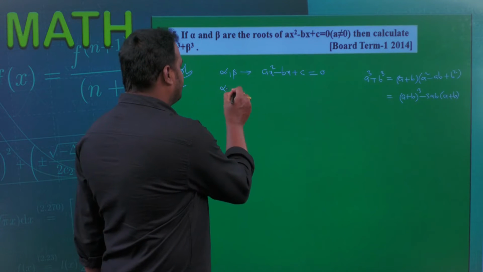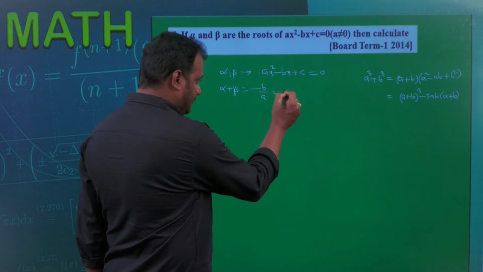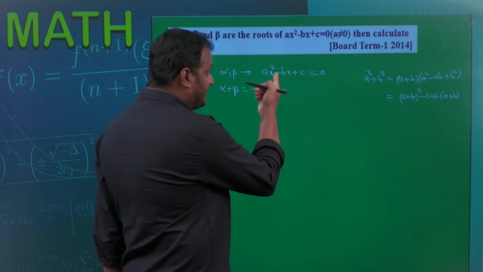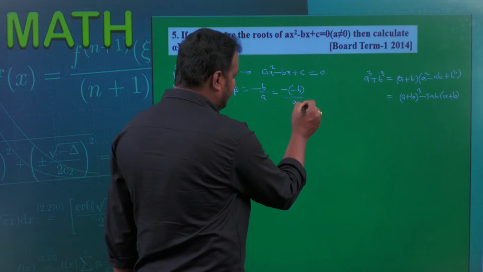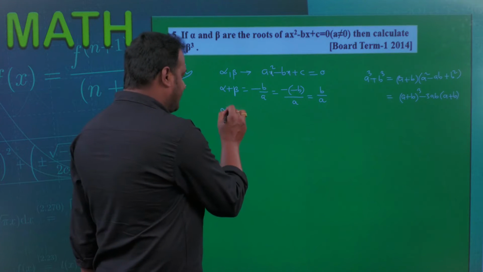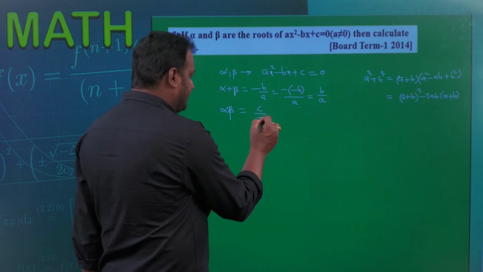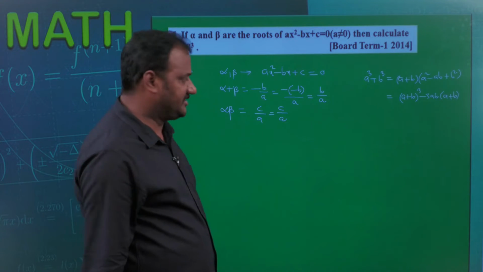What is the formula for alpha plus beta, which is minus b by a, which is equal to minus. But what is b here? B is negative b. So negative b divided by a is a, which is equal to plus b by a. And alpha into beta is equal to c by a. And c is c and a is a. So c by a is equal to c by a.